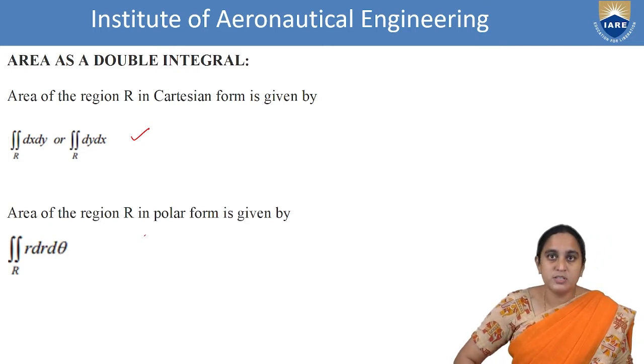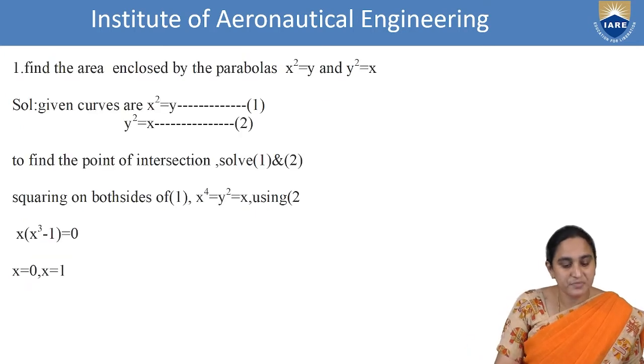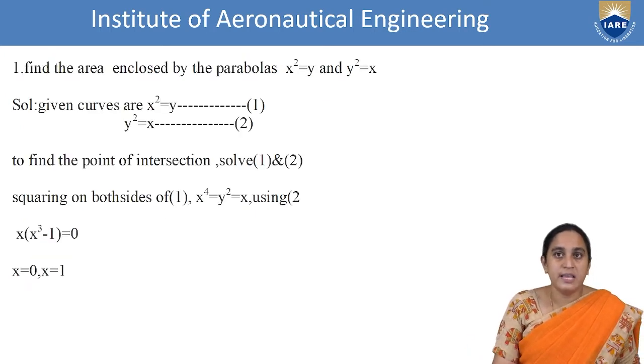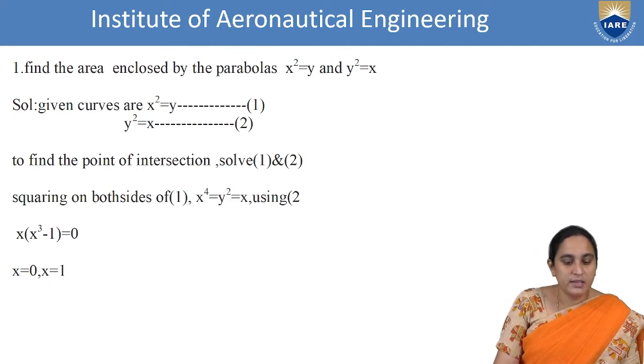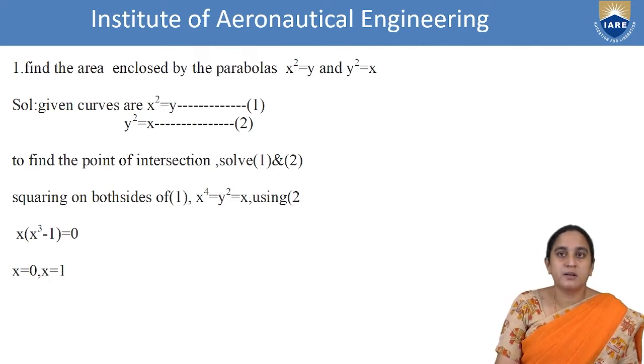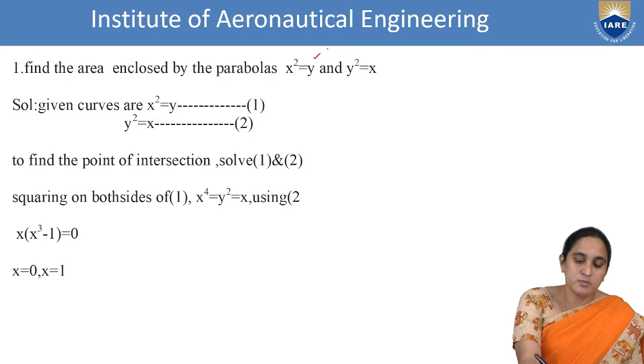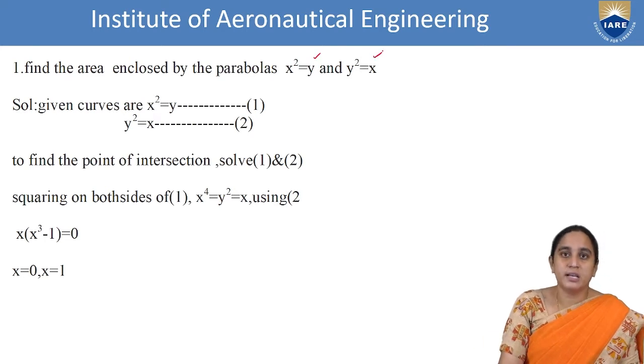Now I'll go through these questions. For the first question on finding area as a double integral: find the area enclosed by the parabolas x square is equal to y and y square is equal to x. These two are the parabolas, and we have to find that area.